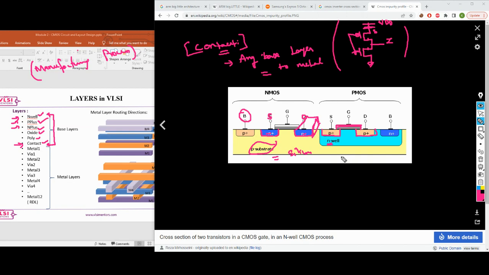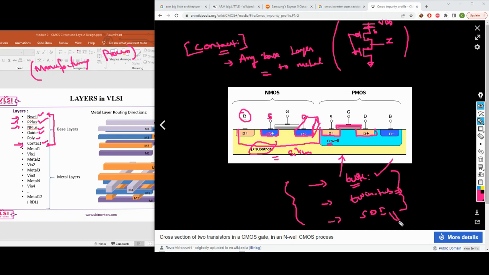Now you also know what kind of family this is: bulk. There are three different processes. One is the bulk process, next is twin tub, meaning they would actually go and manufacture a P well also like this. That is a difference, and we don't follow this.